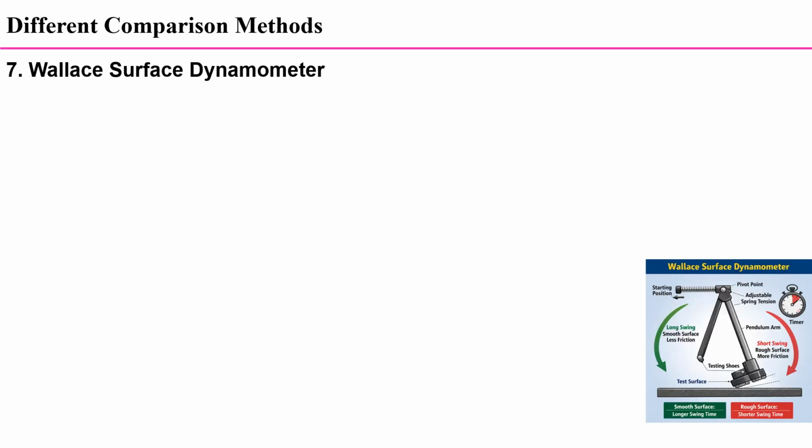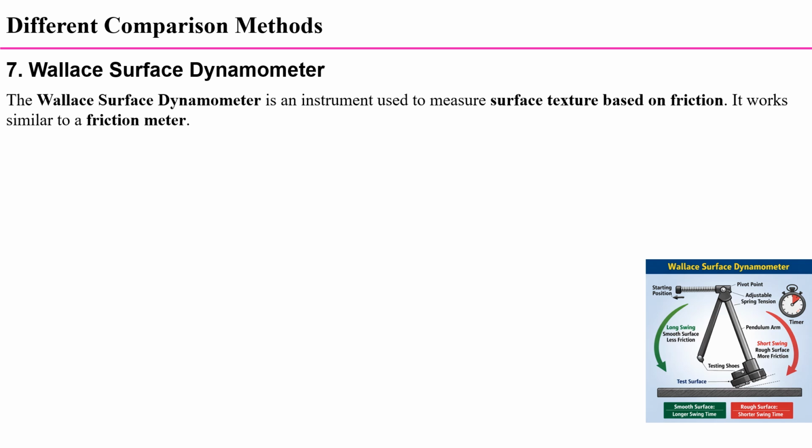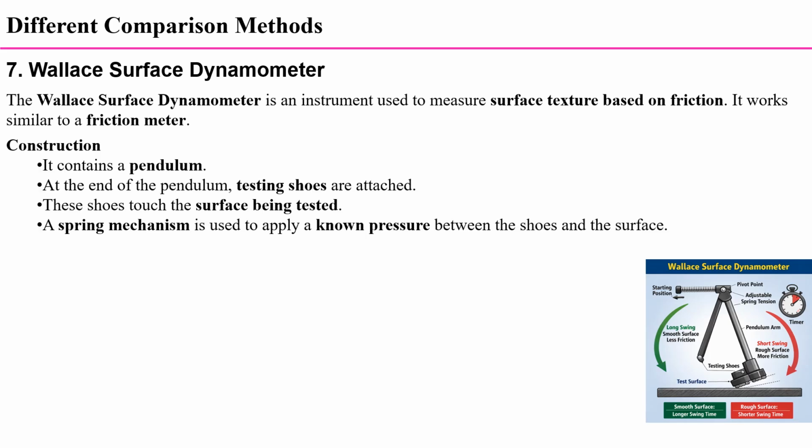Next method is the Wallace surface dynamometer. The Wallace surface dynamometer is an instrument used to measure the surface texture based on friction. It works similar to a friction meter. So let's see the construction of this Wallace surface dynamometer.